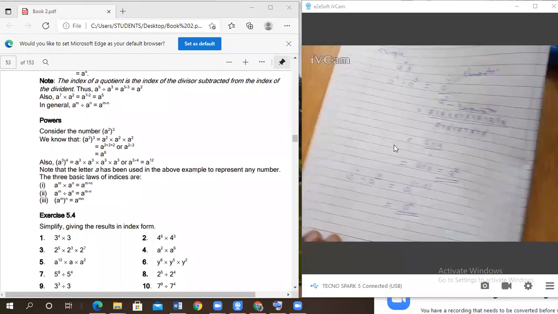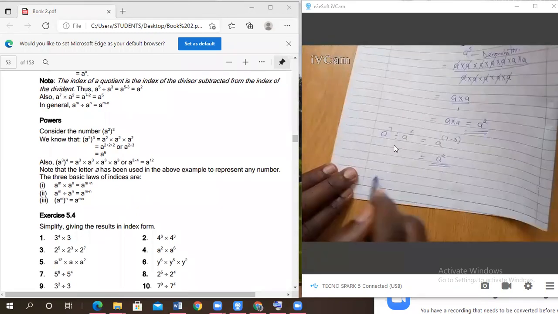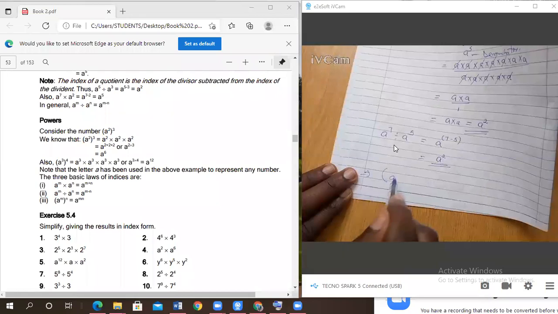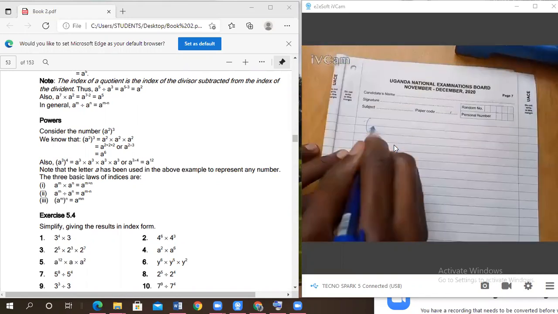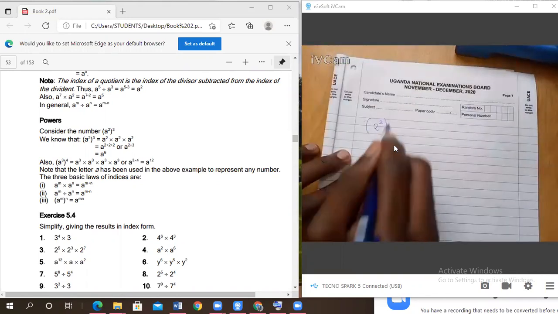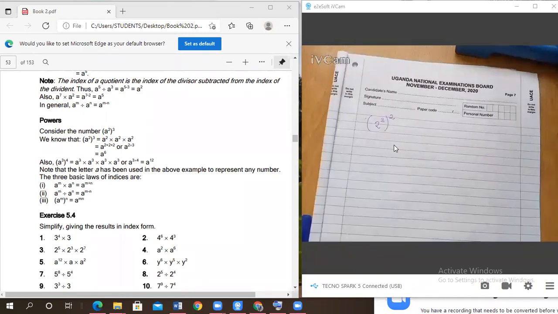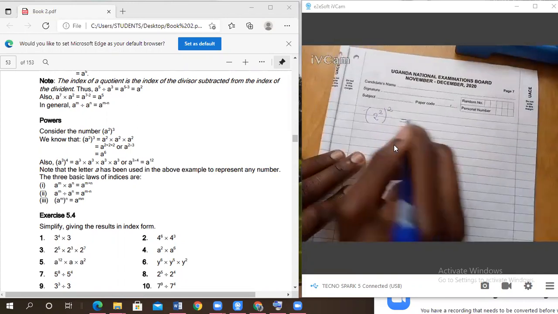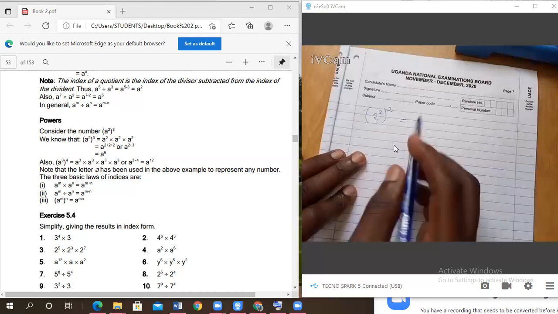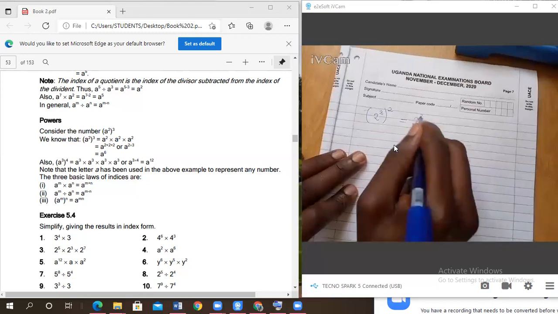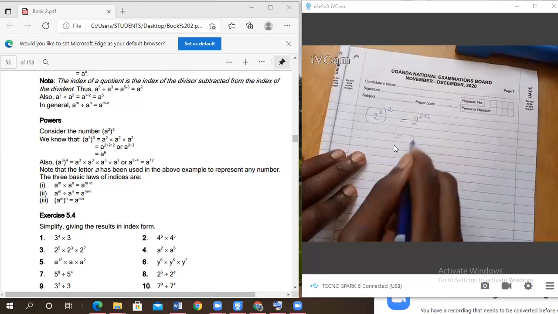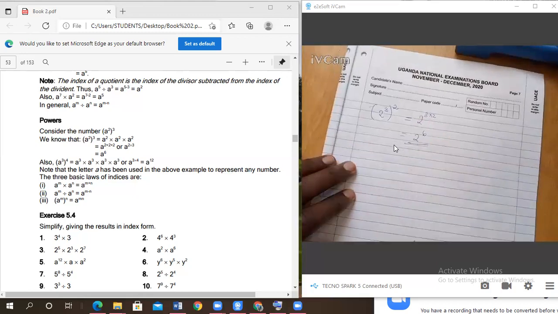Then the third one, law number 3, which we said, if I have a to the power m, again raised to another power n, the law says we just multiply the powers, which is a to the power m times n, right? In simple terms, if I have 2 to the power 3, again squared. Have you seen that? We know that this is the same as, we're just going to multiply the powers. So it's going to be 2 to the power 3 times 2, which will give us 2 to the power 6.